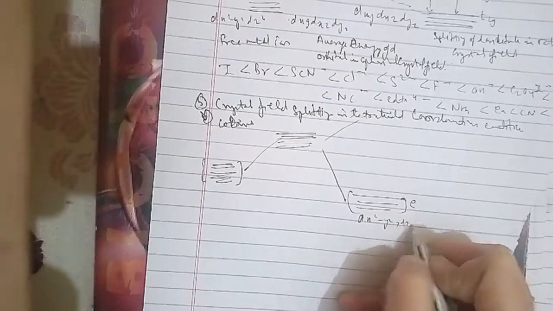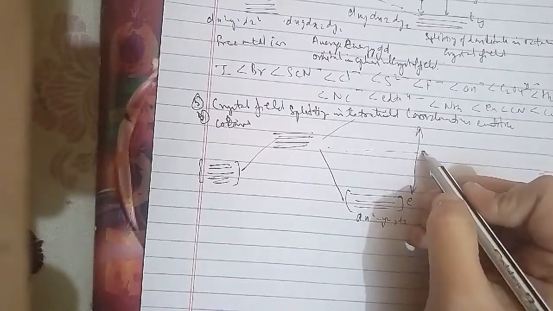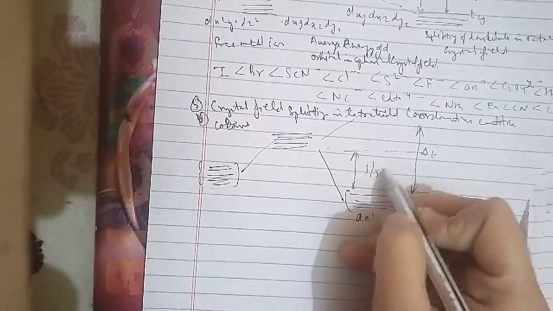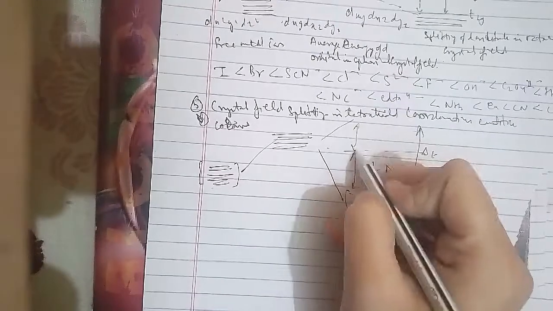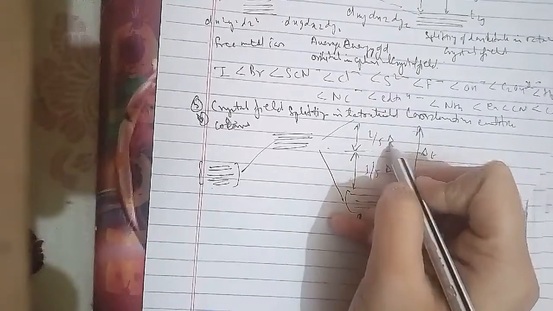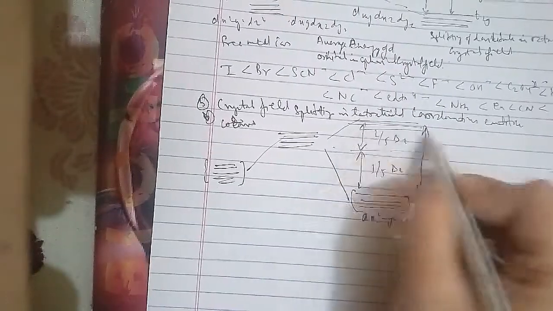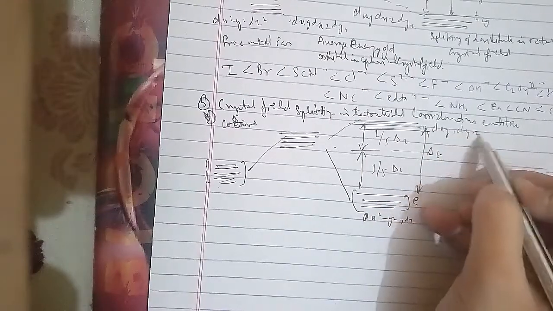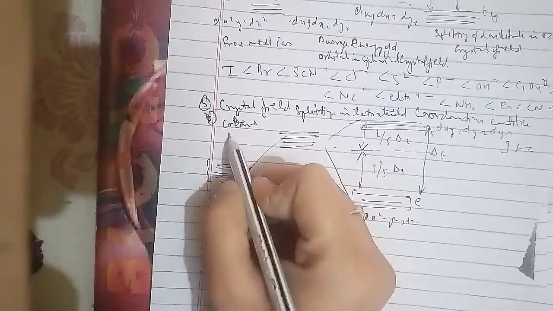That is, so we have your average energy of the d orbital in a spherical crystal field. This is your splitting of d orbital in tetrahedral crystal field that we have to talk about.